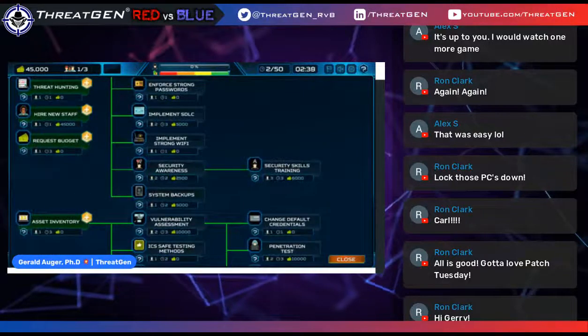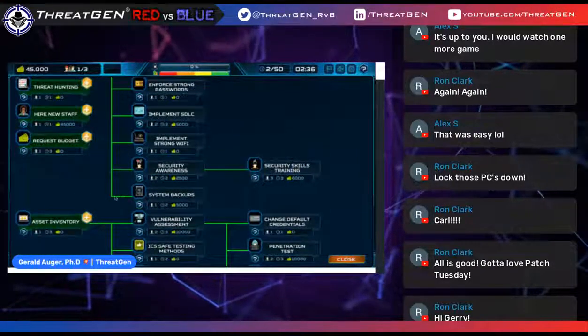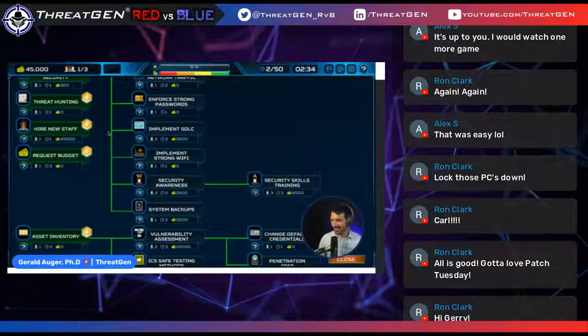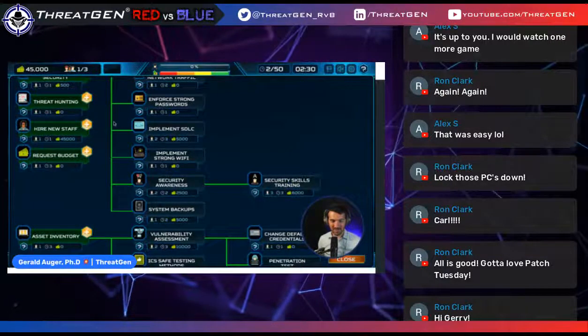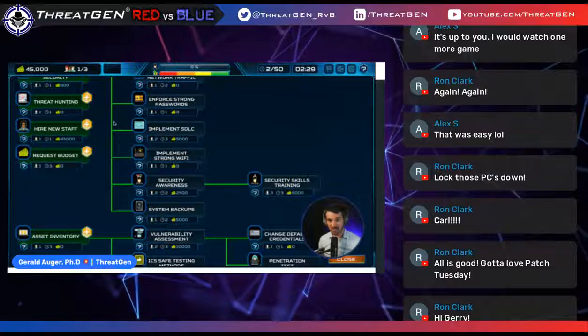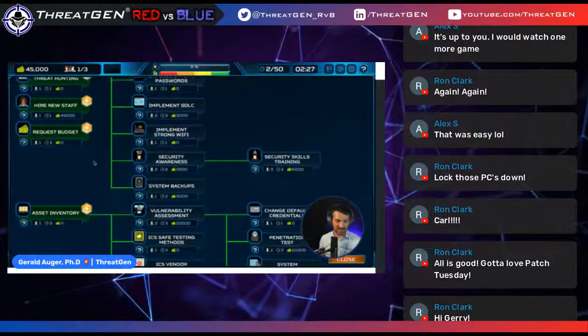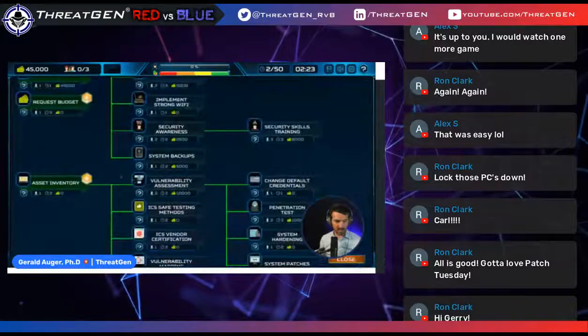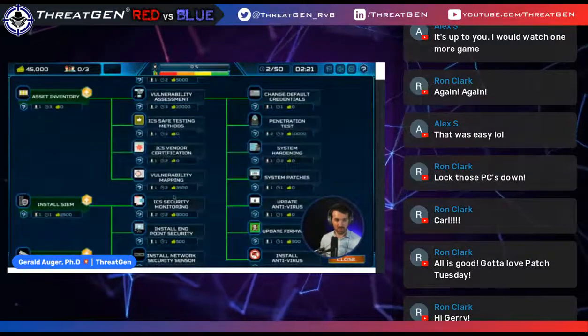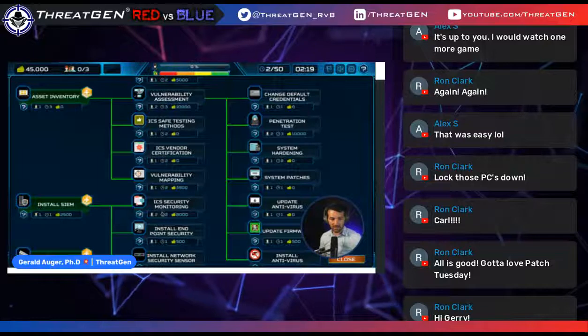We can't request budget right now because we just started. It's day 2. I'll give you a hint. The best way to not impress your boss, CEO, CIO, is asking for new budget on day 2. That's never good. Let's do asset inventory so we can unlock the rest of this tree, because vulnerability assessment is going to be pretty important.